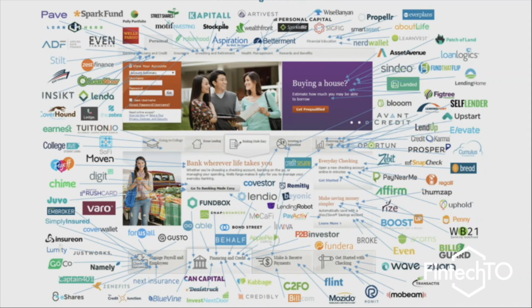So one of the hard things about being a bank is that you have to be everything to everyone. And what we've seen is that there's this increasing number of microservices that are trying to be just one specific thing to one specific set of people. And so that's what this slide is trying to illustrate.